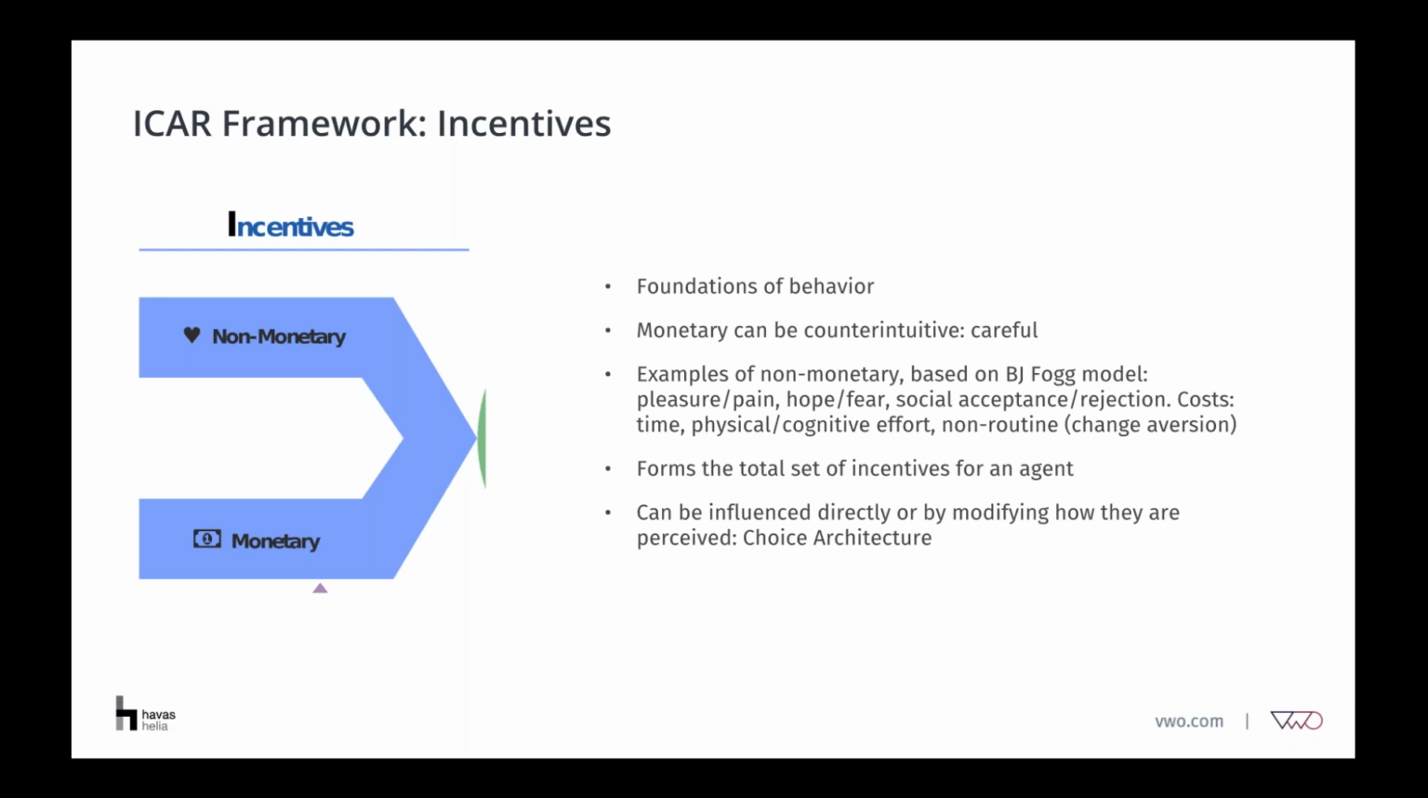Monetary incentives are difficult to change, but we need to map them so that we are aware of it, and we can use behavioral economics most effectively and efficiently when we have mapped those incentives at play. They are there, it's a constraint. Non-monetary ones, we can use them. So for example, examples of non-monetary incentives based on the BJ Fogg model of behavior would be pleasure and pain, hope and fear, social acceptance or rejection.